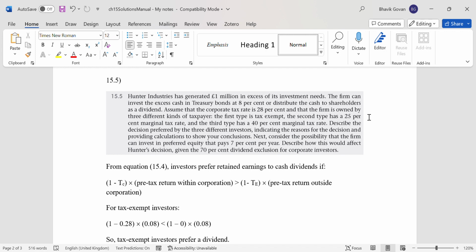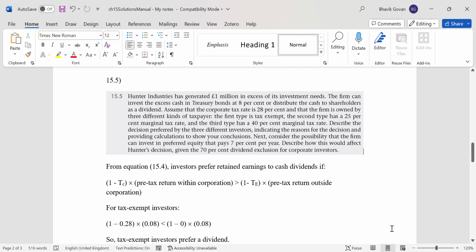Describe the decision preferred by the 3 investors, indicating the reason for the decision and providing calculations to show your conclusions. Next, consider the possibility that the firm can invest in preferred equity that pays 7% per year. Describe how this would affect Hunter's decision given the 70% dividend exclusion for corporate investors. So let's go over this one.